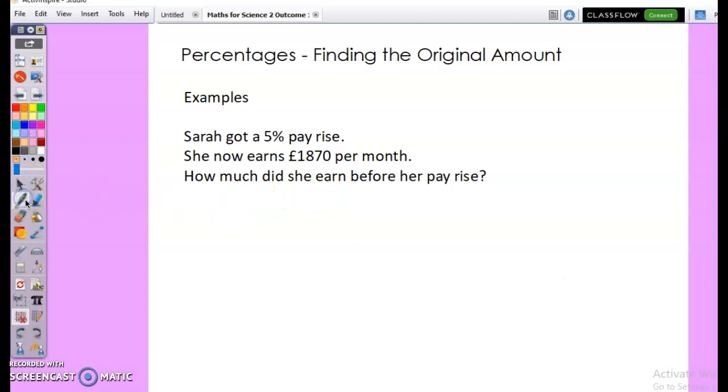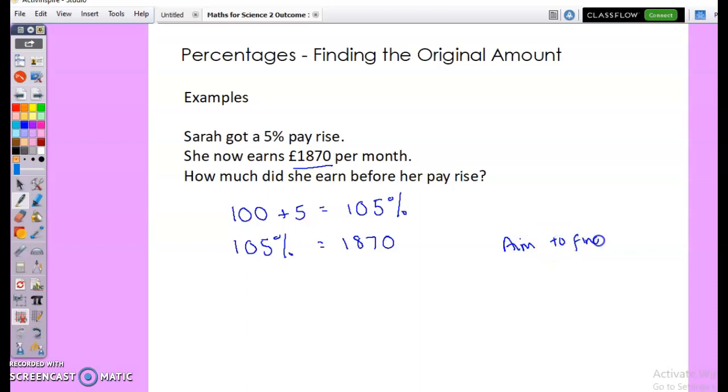So it doesn't work just finding 5% and taking it away. Instead, we need to have an understanding of what this £1,870 is. Okay, so she used to earn a certain amount, which was 100% of her wages. She then got an extra 5%. So she now earns 105%. And that 105% is equal to £1,870. And my aim is to find what 100% is, because that's how much she earned before we added on that 5%.